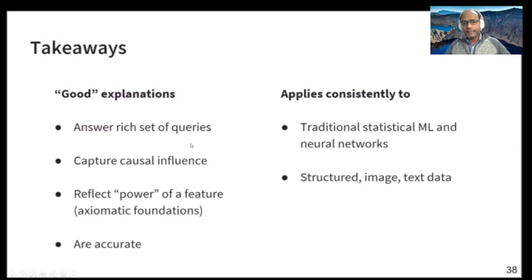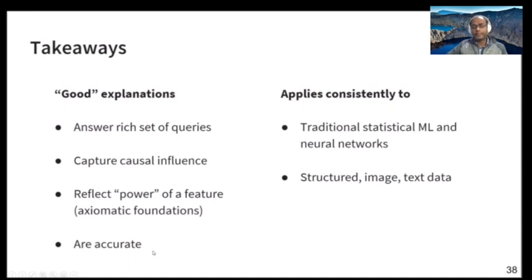With that, I'll leave you with a few takeaways. Good explanations answer a rich set of queries. They capture causal influence through gradients or intervention-based methods. They reflect the power of a feature, and we have touched on axiomatic foundations for that through the kinds of axioms that are in Shapley values, but also Aumann-Shapley values, but also augmented with axioms for distributional faithfulness, which is extremely valuable, especially as you get into higher dimensional spaces. We'll touch more on robustness-related axioms in a later section of the tutorial.